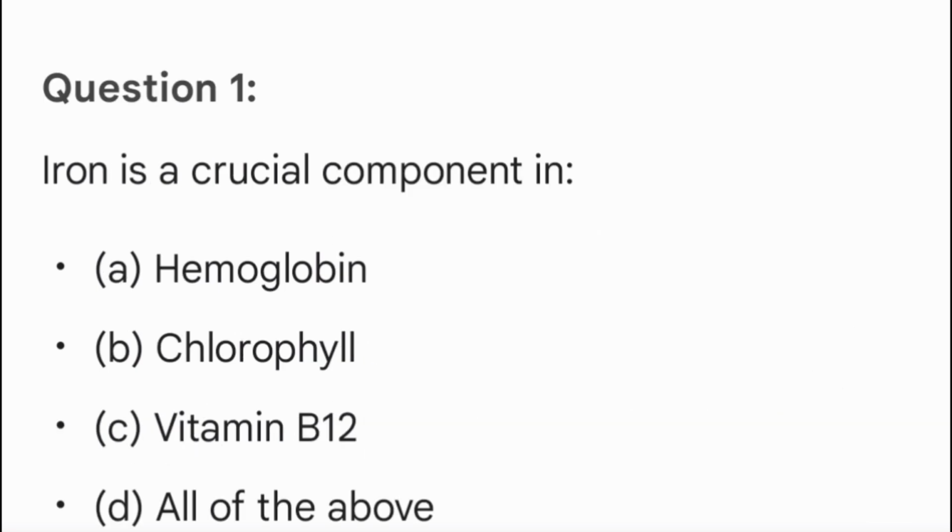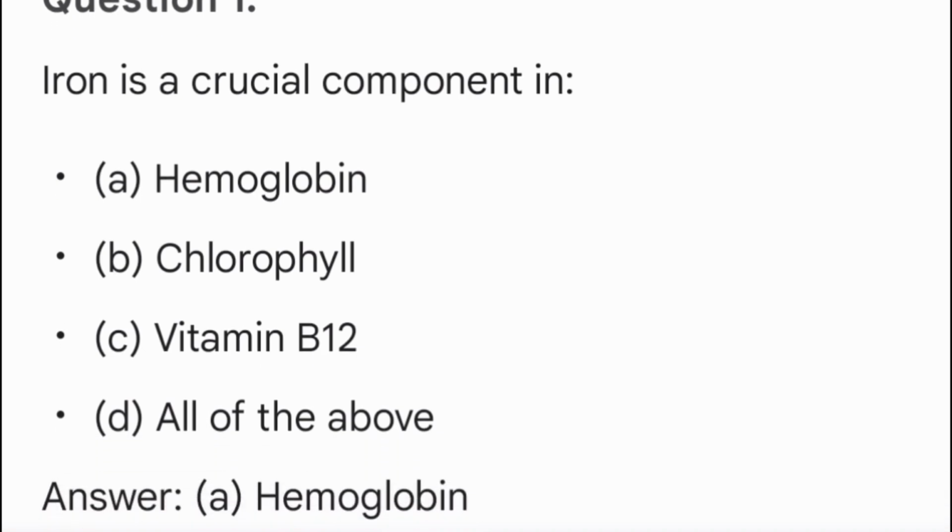Applications of d and f block elements. Objective questions. Question 1. Iron is a crucial component in A. Hemoglobin, B. Chlorophyll, C. Both, D. All of the above. Answer A.